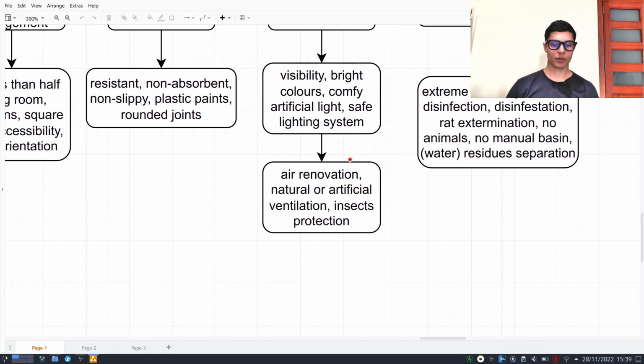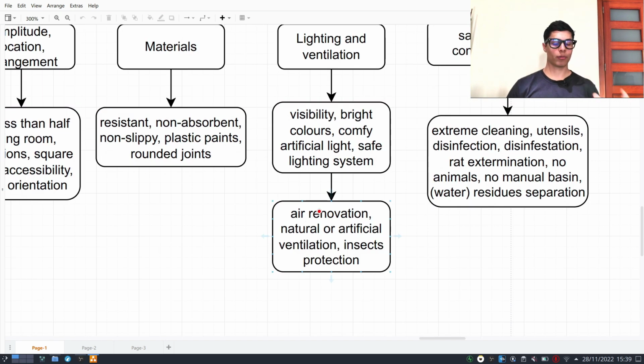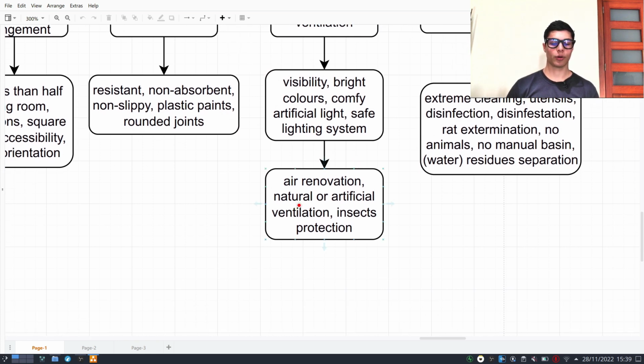And then ventilation, we talk about the air renovation of the area, so we get some new air coming in, either via natural or artificial ventilation. And also because some air from the exterior is coming in, we have to get also insect protection, because with air can come also some insects.